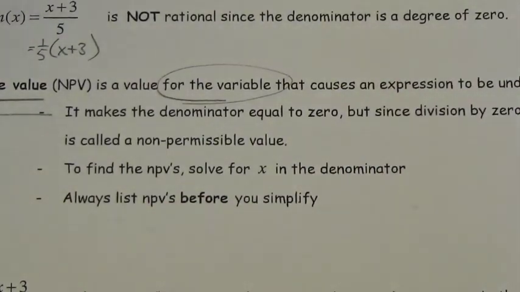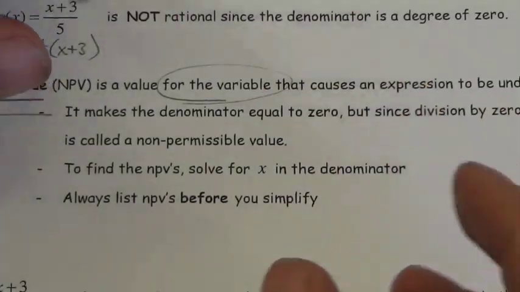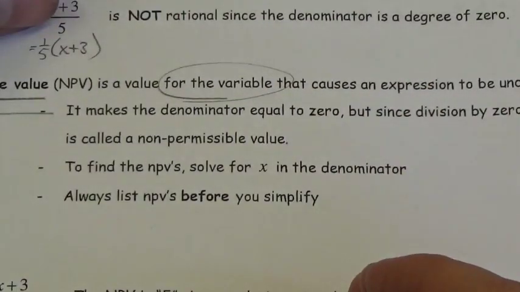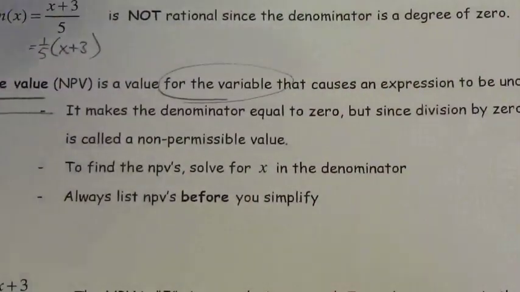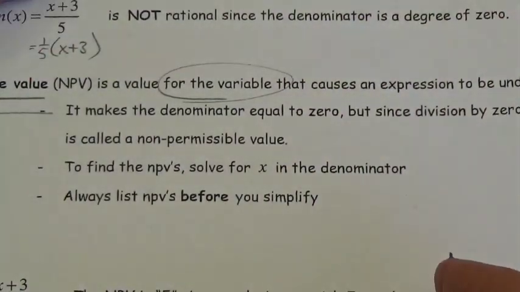Sometimes the variable can't be 0, but not all the time. I don't want you to assume that 0 is the non-permissible. The issue is whether or not the denominator goes to 0 for any given value that I plug into the variable. Now, if that's confusing at this point, we've got to look at some examples to clarify that.